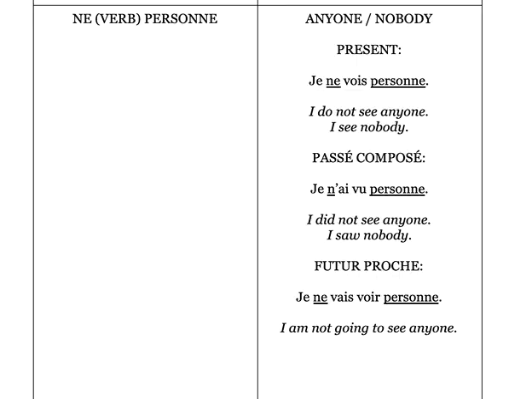D'accord? Okay. So, je n'ai vu personne, big star next to that. Personne goes after the past participle, which is vu in the passé composé. I did not see anyone or I saw nobody. And the same funky kind of thing happens in the future proche. Notice where personne is going. Je ne vais voir personne. So we put personne after voir, which is an infinitive. Just one of those rules, okay?